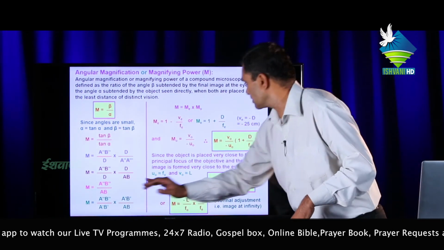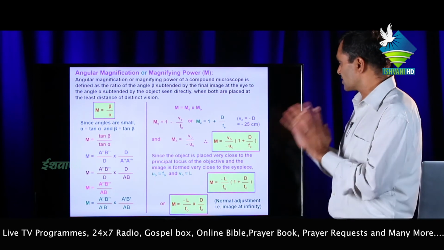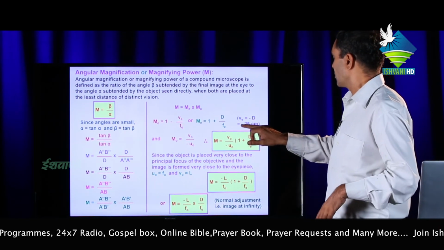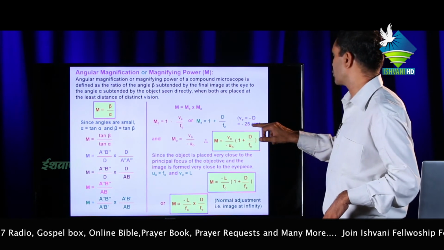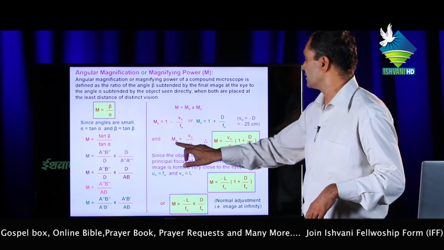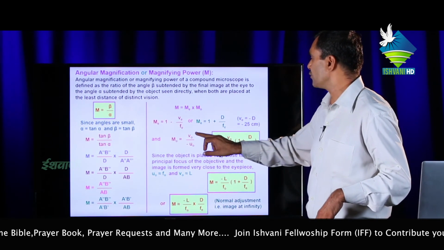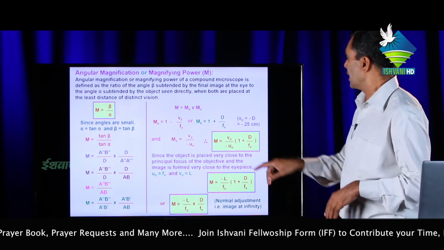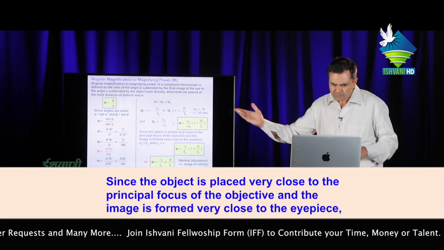Putting all values, we get these two equations. And for the distance of distinct vision, the distance of the image will be minus 25 centimeter, and the magnifying power of the objective will be VO upon U. Putting these two values in this equation, we get this result.